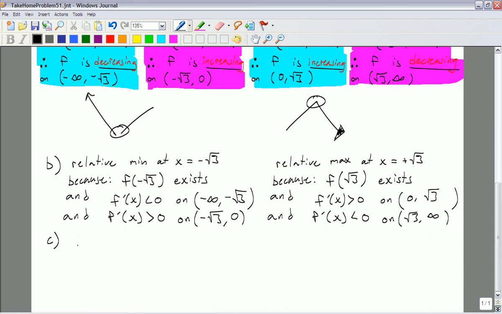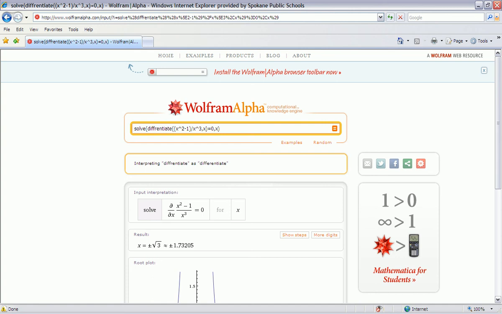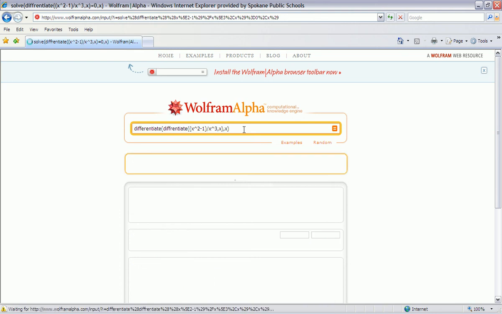C, okay, f double prime of x equals... so I need the derivative of the derivative. So I'm going to get rid of this solve here. I'm going to change it to a differentiate. I no longer need the equals 0. So differentiate the derivative. So the derivative of the derivative.